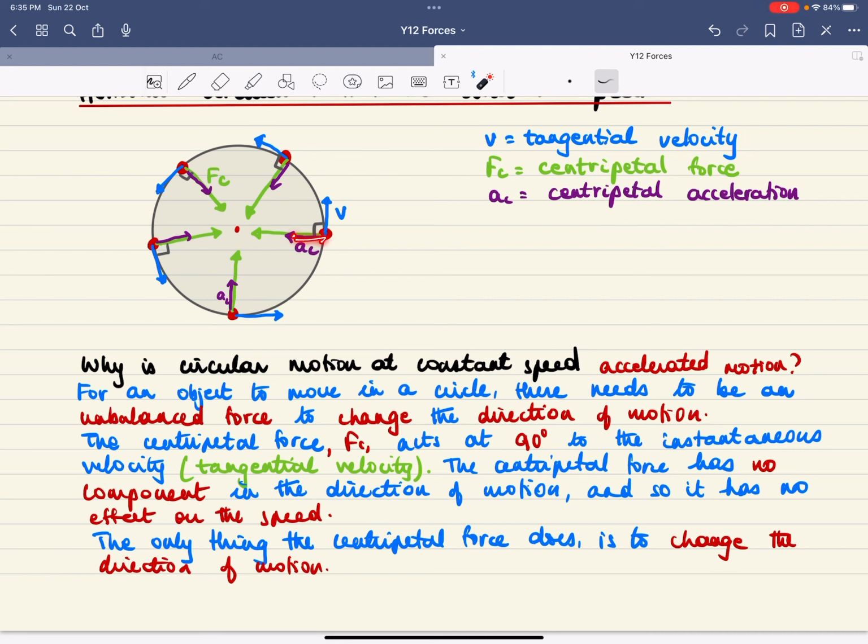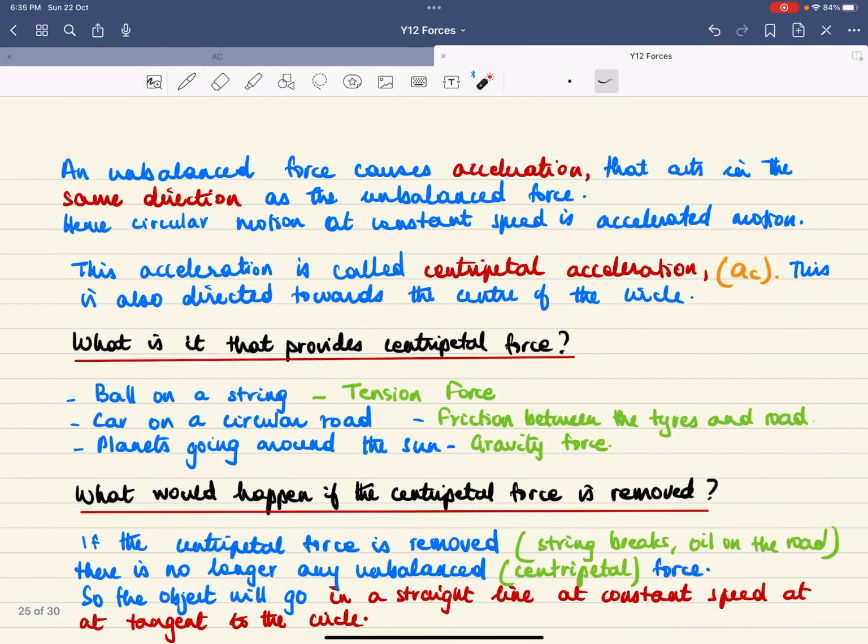Whenever there is an unbalanced force, that will always result in acceleration, and the direction of acceleration is always the same as that of the unbalanced force. If you look at these arrows, the centripetal force arrow and the acceleration arrow overlap, but I've drawn them slightly apart so that you can make out that one is centripetal acceleration and the other is centripetal force.